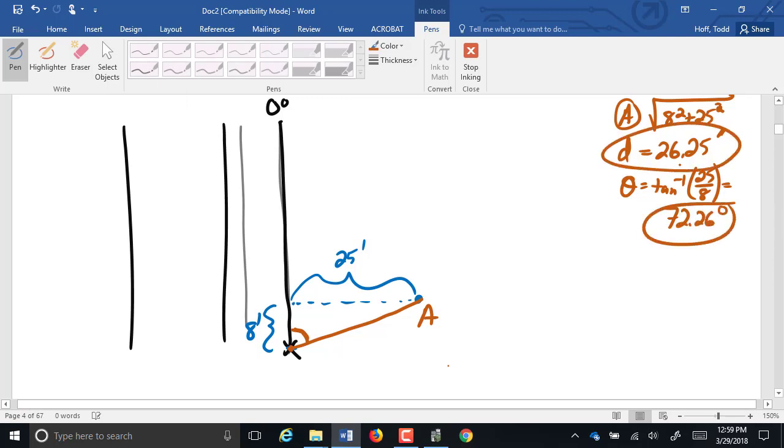So we can use our theodolite to locate that point by aiming at that angle, 72.26 degrees, and measuring out 26.25 feet.